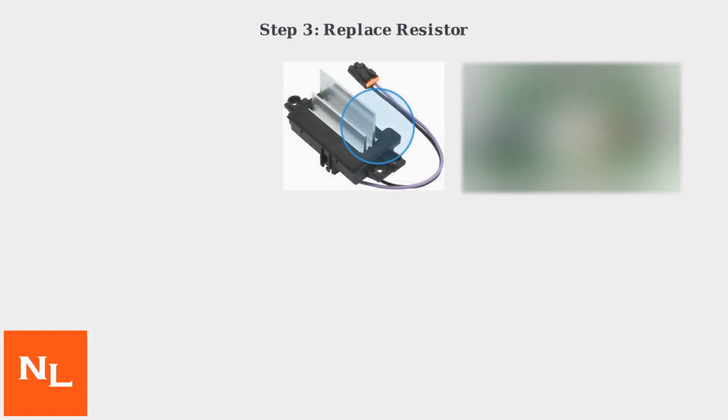Next, remove the rear seat or trim panels to access the blower resistor. This typically requires lifting the seat and removing any securing bolts. Unplug the old blower resistor and install the new one.